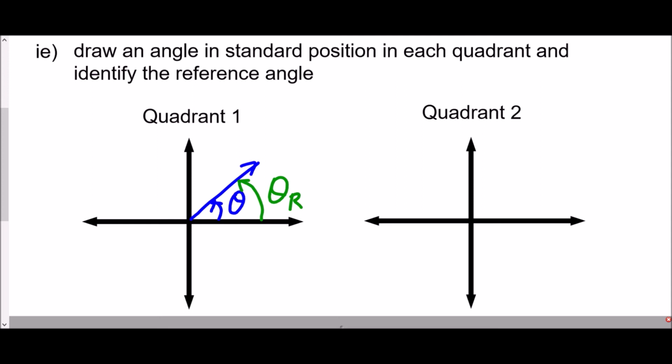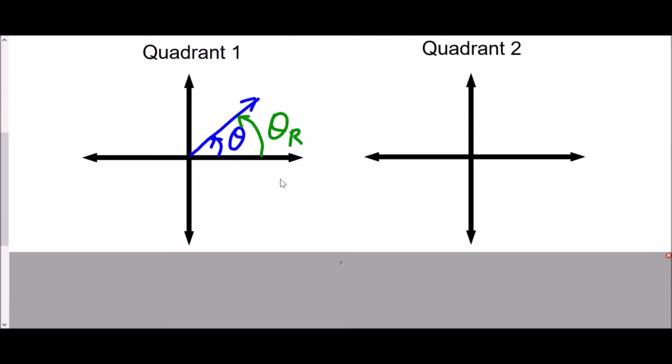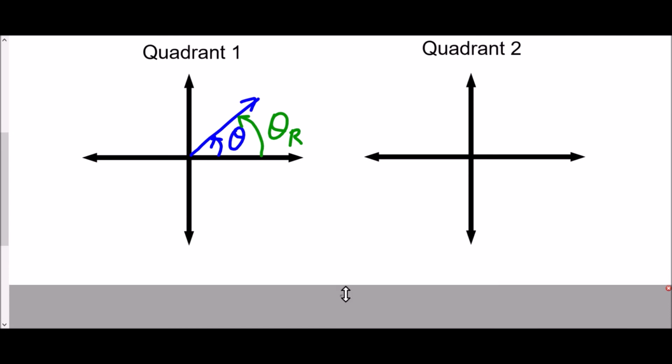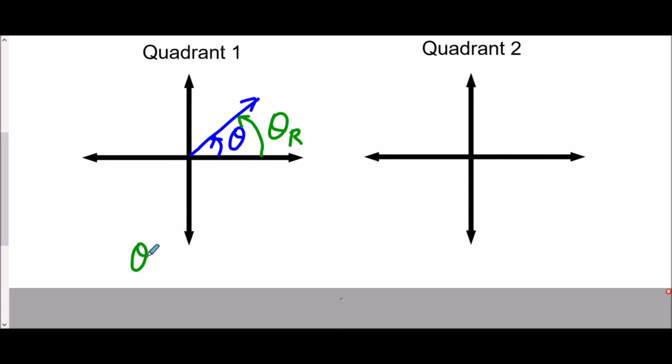I know you say, Cheng, aren't they the same thing? Yes, in this case, if you have an angle in quadrant 1, the reference angle would be the same as the normal angle. So your angle theta is the same as your reference angle. Now let's look at quadrant 2.